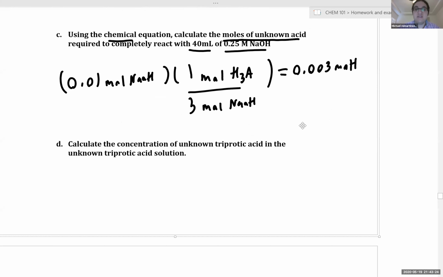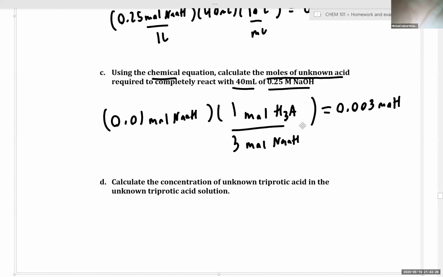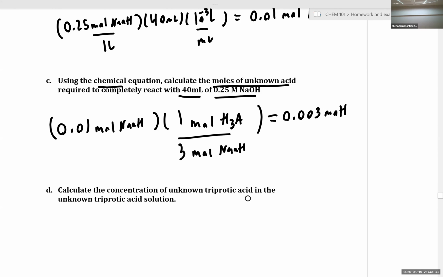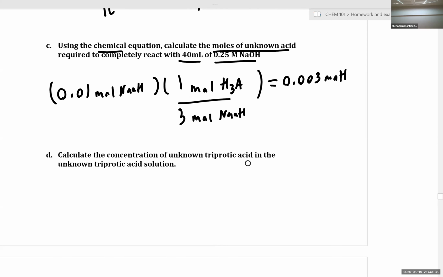Let's continue on and resume with our final exam review. This is part 2 of the final exam review. So we last left off, we calculated the moles of our acid H3A.